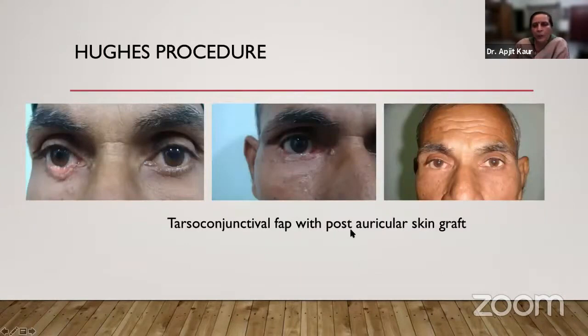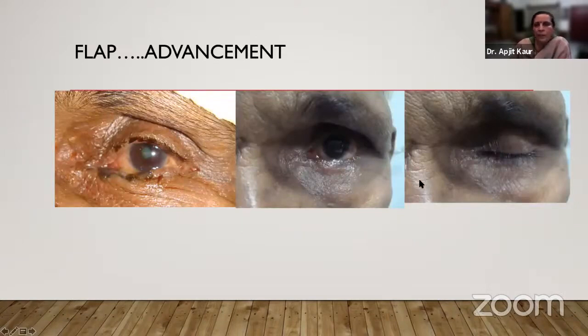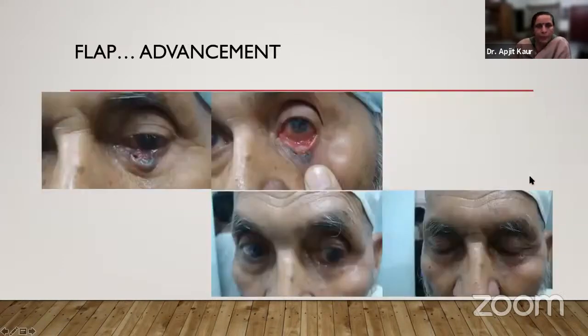This is a full tarsoconjunctival flap with a pre or post-auricular skin, additional skin was taken. Hughes tarsoconjunctival flaps. This is an advancement flap. You see this whole tissue on the lateral part was advanced here. Again, a flap advancement.